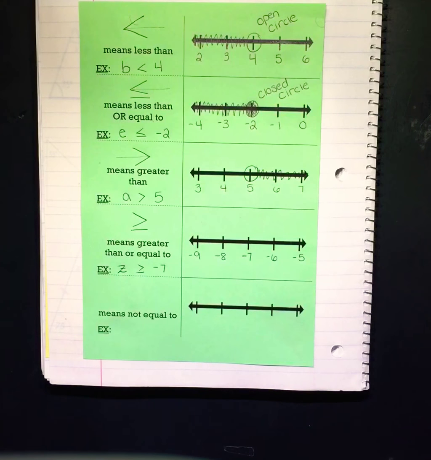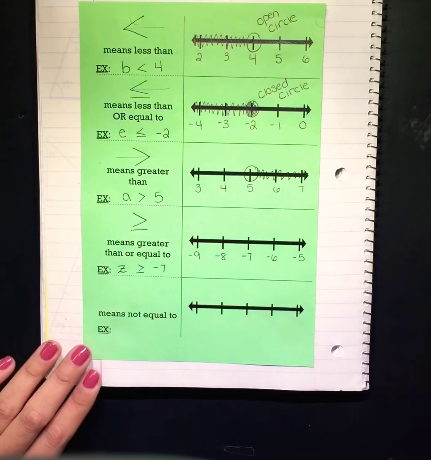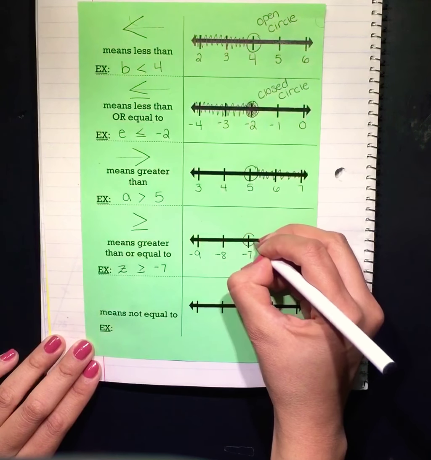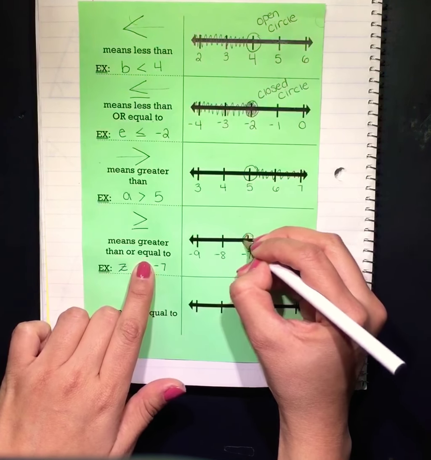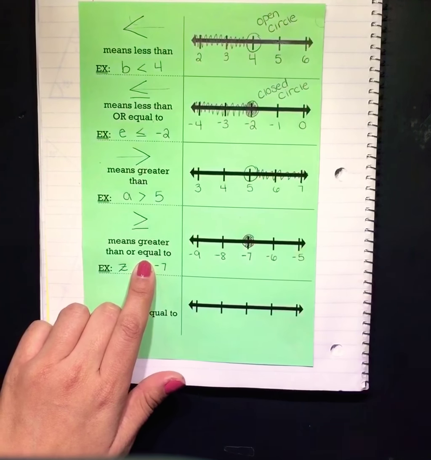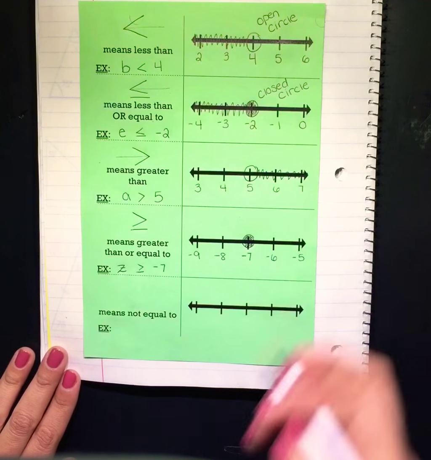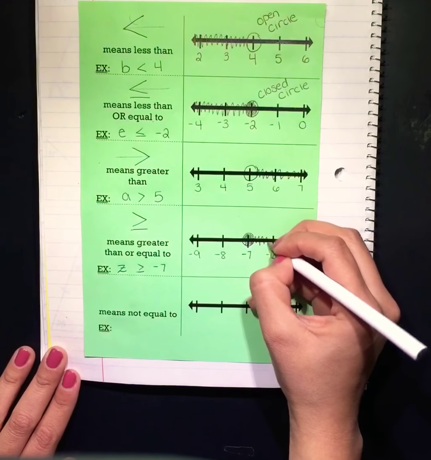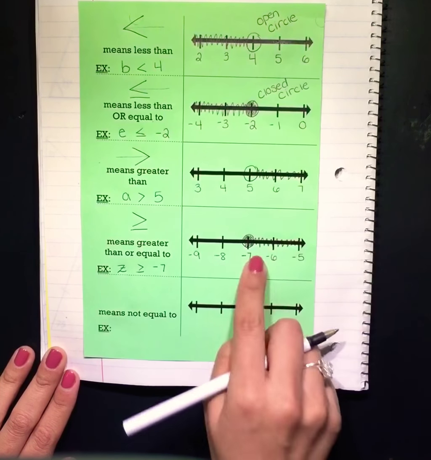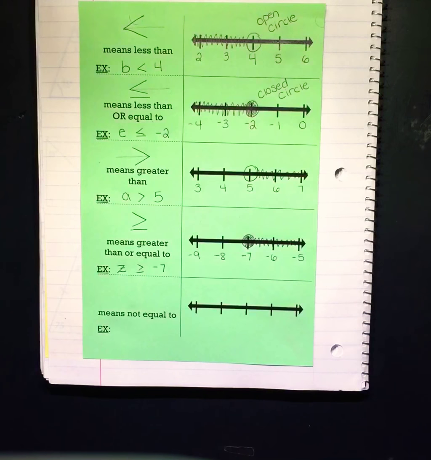Okay, Gabriela, is this an open or closed circle? Closed circle, very good, because it's "or equal to," so it can be equal to -7. And Gabriela, which way did you shade? To the right, very good. These are the numbers that are greater than or equal to -7. Nice. Give me a thumbs up if you got that correct.